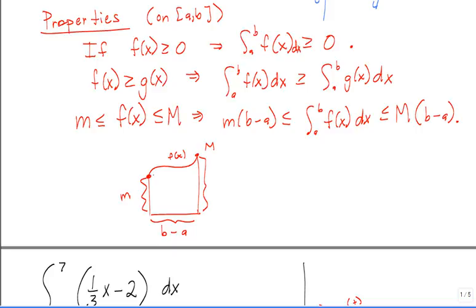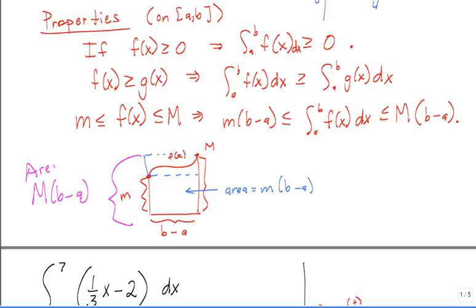So if we think of this in terms of areas, the area of that is m, the height, times the width. The area of this one is the max times the width. So you can see the area that you want is between those two rectangles, because the little rectangle has height little m, and the big rectangle has height capital M, and your function's in between those two, so that should make sense.